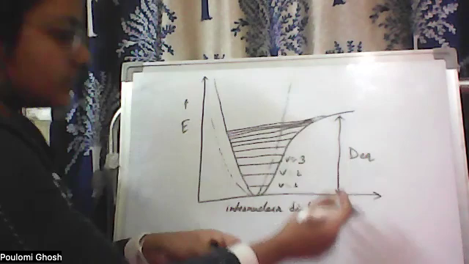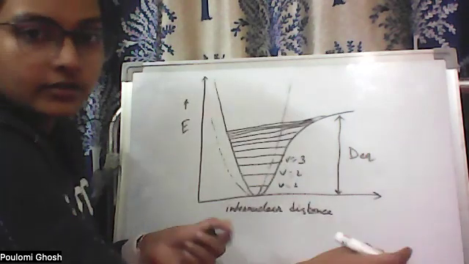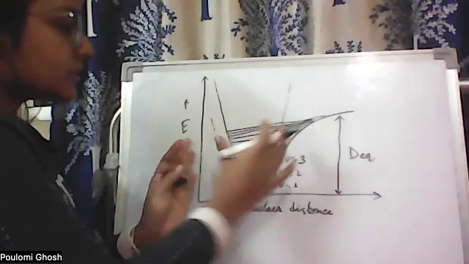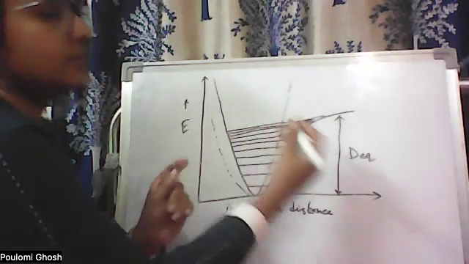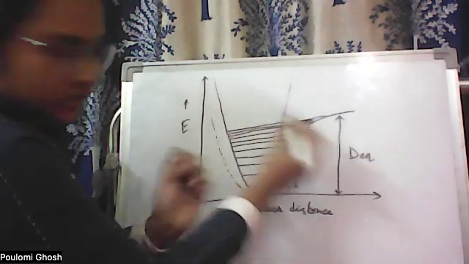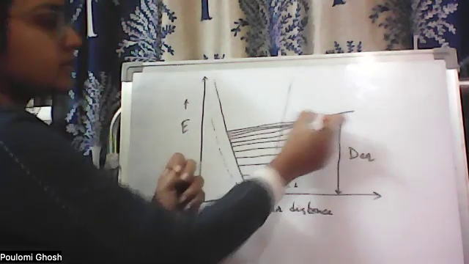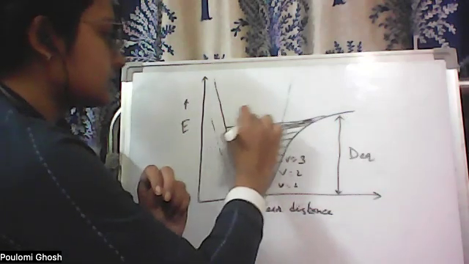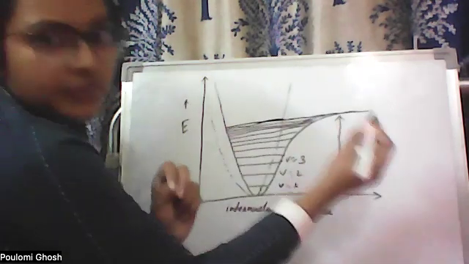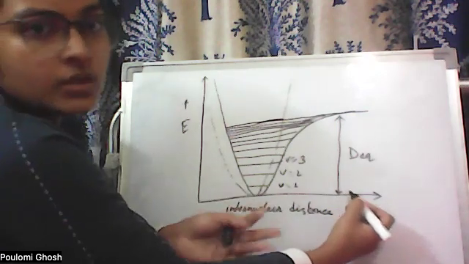And at a very high V value vibrational level, the energy levels will be crowded and merged with each other, and at a point the bond will break, and in that case, after giving more energy, it will be the same. And this corresponds to the bond dissociation energy of a molecule.